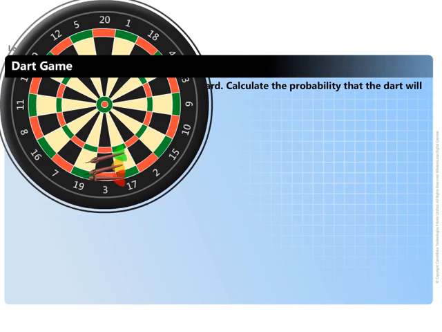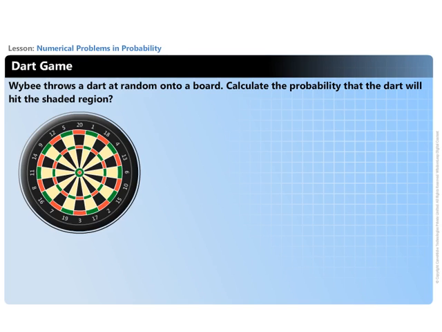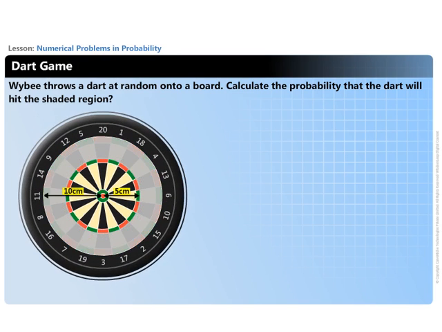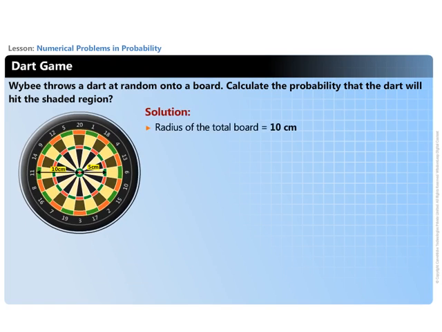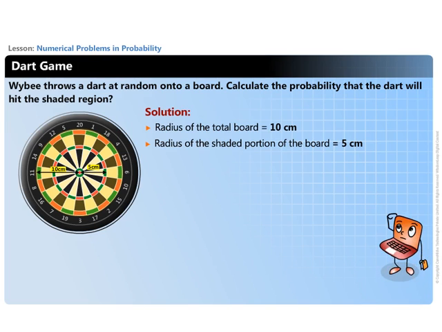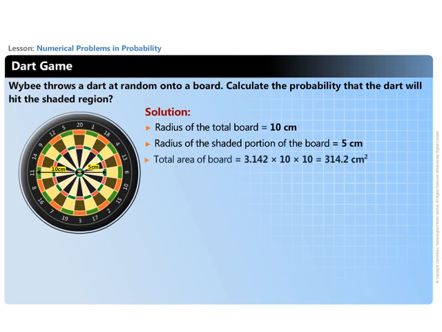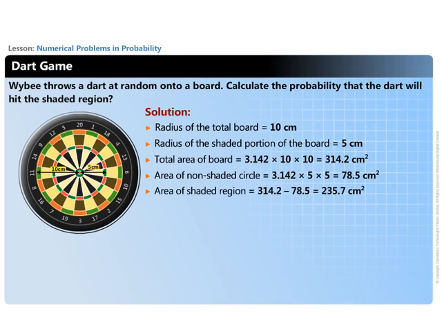YB throws a dart at random onto a board. Calculate the probability that the dart will hit the shaded region. Radius of the total board is equal to 10 centimeters, and the radius of the non-shaded portion of the board is 5 centimeters. Area of a circle is given by pi r squared. Here, the total area of the dart board with radius 10 centimeters is equal to 314.2 square centimeters. The area of the non-shaded circle of radius 5 centimeters is equal to 78.5 square centimeters.